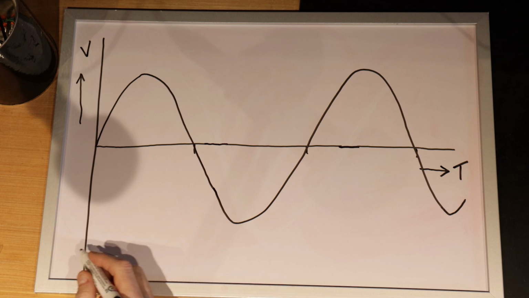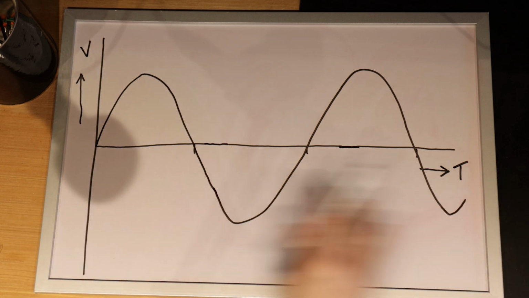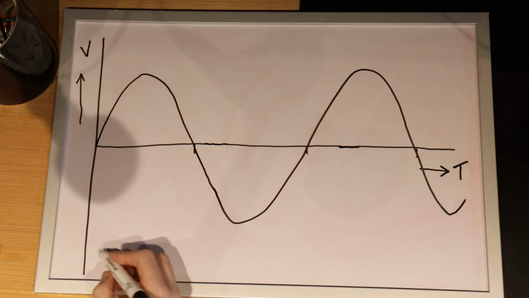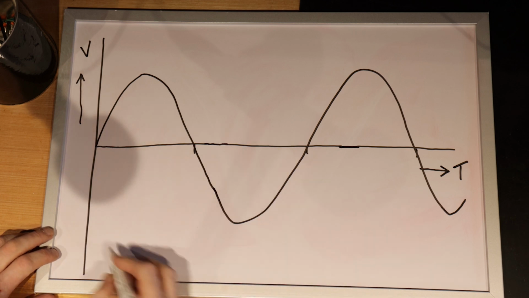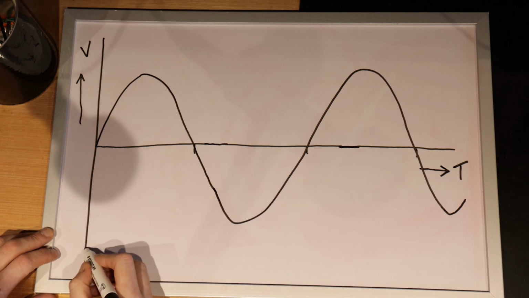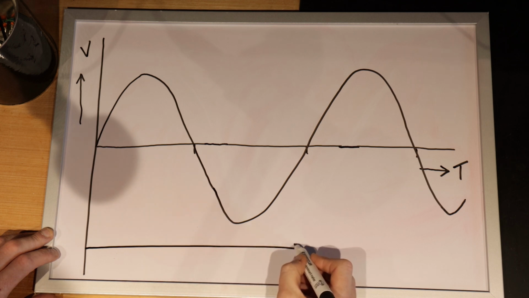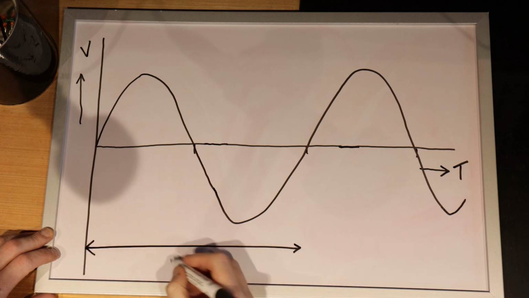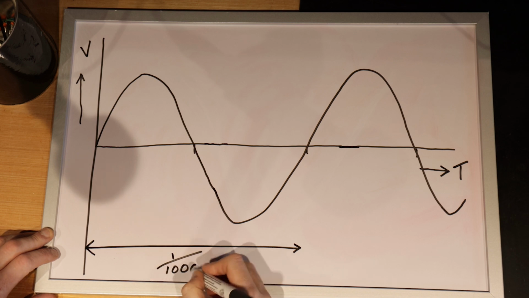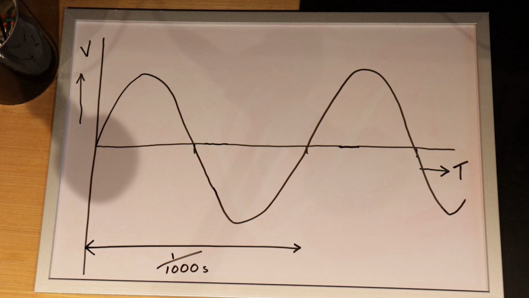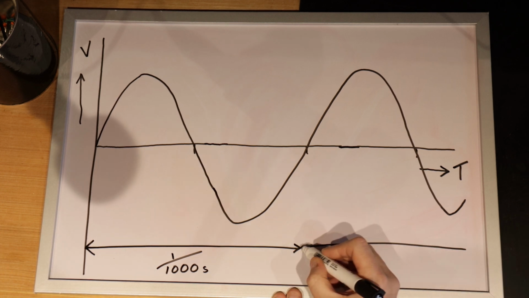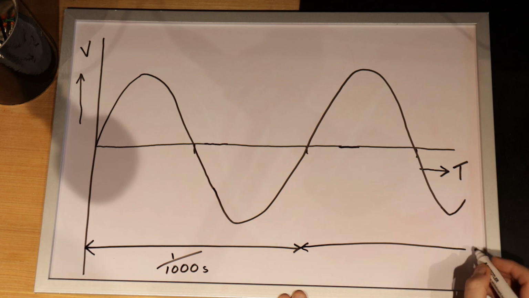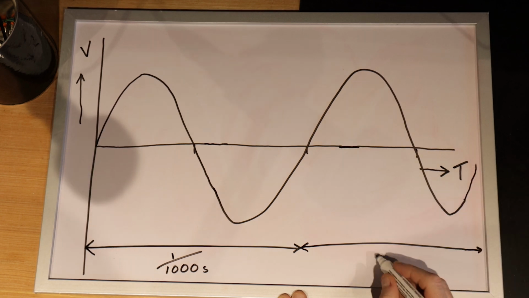So this time across the horizontal axis is showing quite a short time, and if we imagine that this is a 1 kilohertz signal, this section of the screen is showing 1,000th of a second, and then this section is showing the next part, and by the end of the screen it should just about have got back to the top. So it's showing 2 1,000ths of a second.